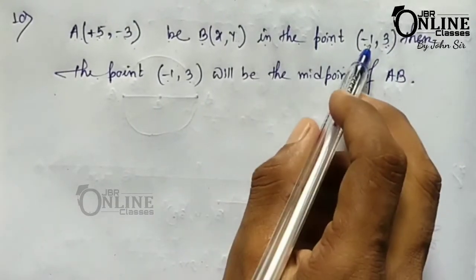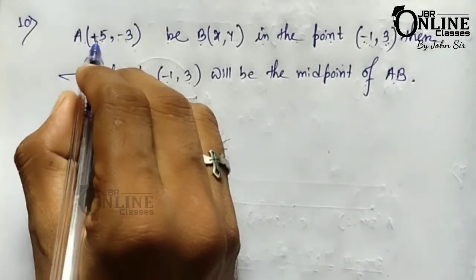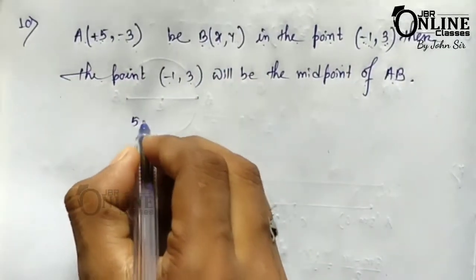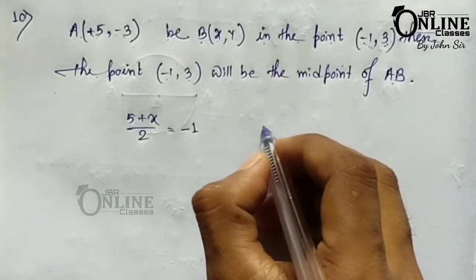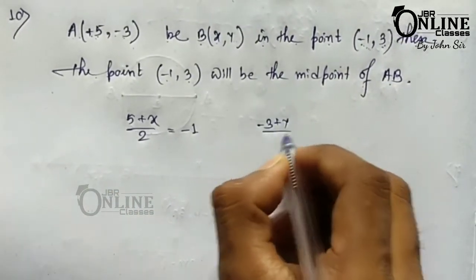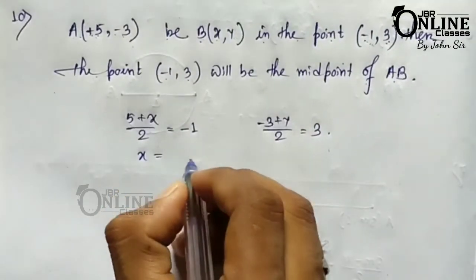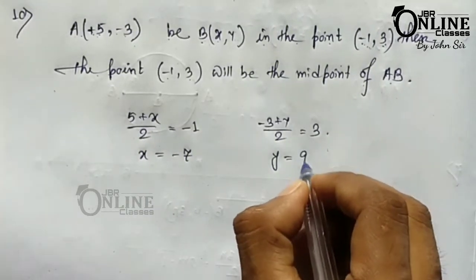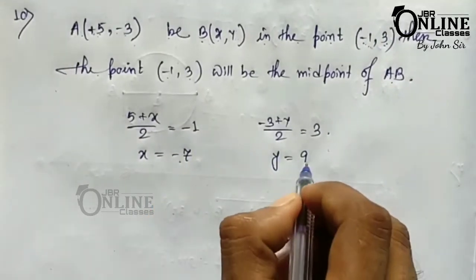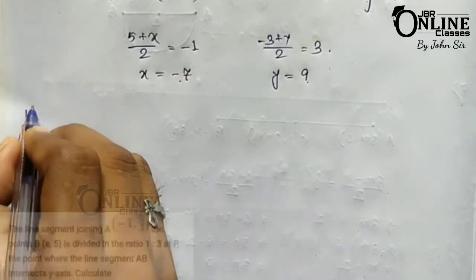As this one is the midpoint of AB, that means x1 plus x2, so 5 plus x by 2 equals minus 1, and the second one, minus 3 plus y by 2 equals 3. So from that, x equals minus 7 and y equals 9. So the final answer is minus 7 and 9 is the coordinate of that point. Now the next one, sum number 11.